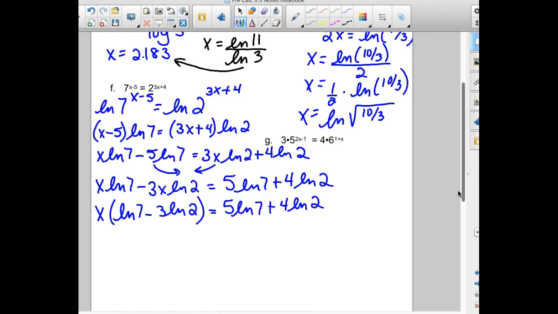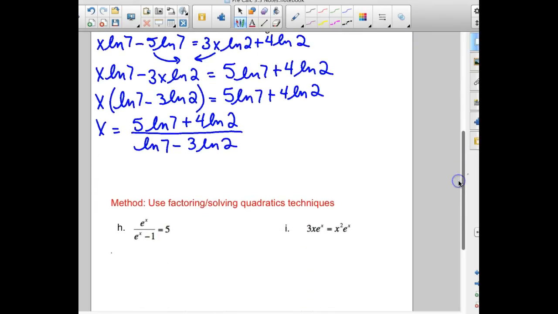All right. Then we can divide what we have in parentheses here on the left to the other side. So x equals 5 natural log of 7 plus 4 natural log of 2 divided by the natural log of 7 minus 3 natural log of 2. And now we're going to condense that.